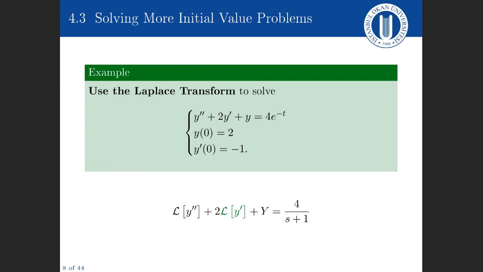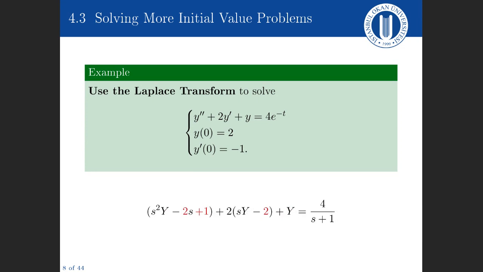First, the Laplace transform of y prime is this green function. Instead of the Laplace transform of y double prime, which I've written in orange, we could write s squared capital Y minus s y0 minus y prime of 0, and so on. We put the initial conditions in. Instead of y0, we write 2. Instead of y prime of 0, we're going to write minus 1. Here we go.